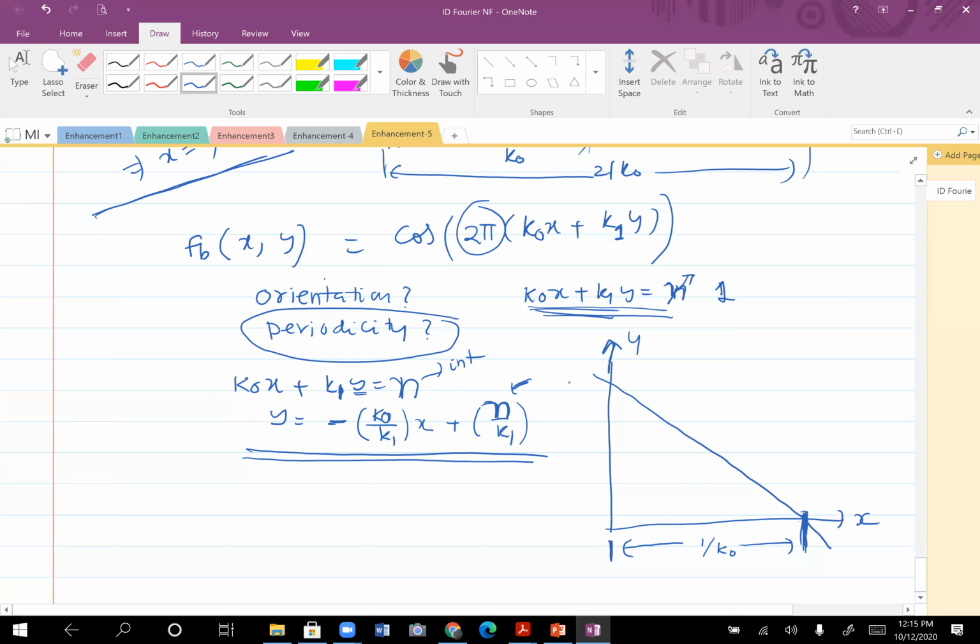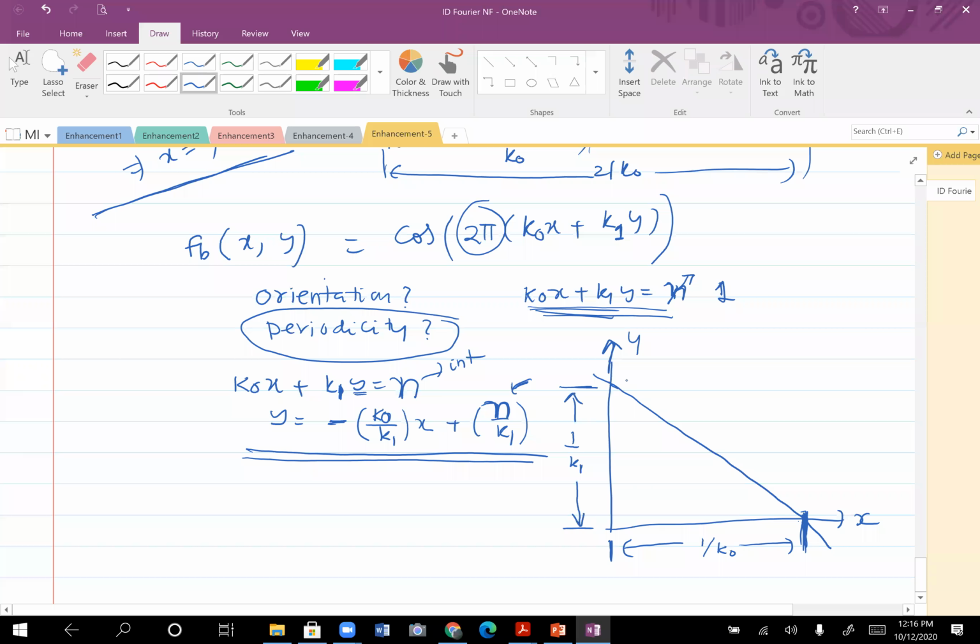And what is the intercept here? 1 by k1. How do I find that out? Put x equal to 0, that's all. By the way, substitute n equal to 1 there because now we are looking at the periodicity itself. A cross check you could do here by making y equal to 0. That's okay for the time being. Let's not complicate things.